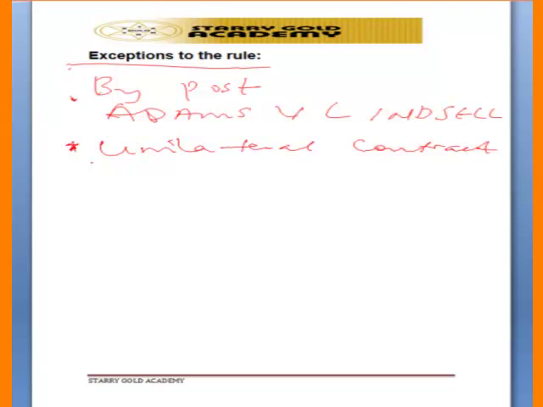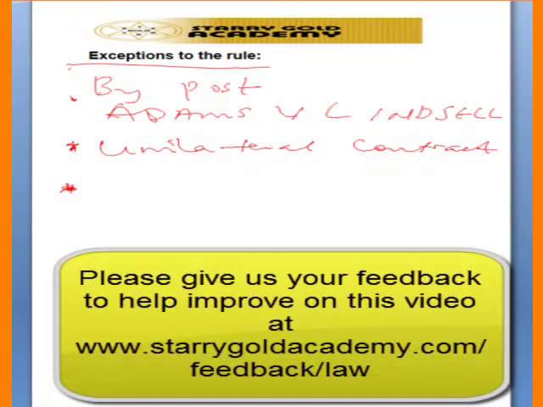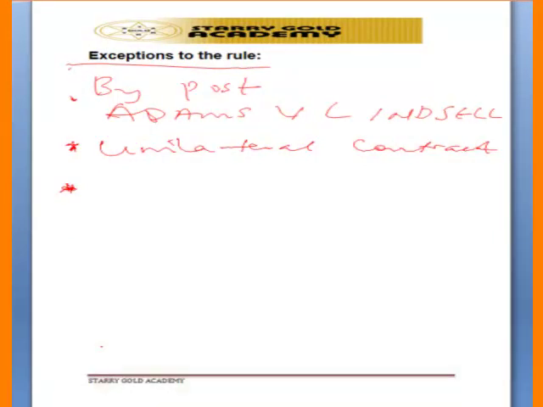So these are the exceptions to the rule. And also we have this exception that where the offeror waives communication, that means that where the offeror tells the offeree that it does not need communication, that also will constitute an exception to the rule that acceptance must be communicated to the offeror.